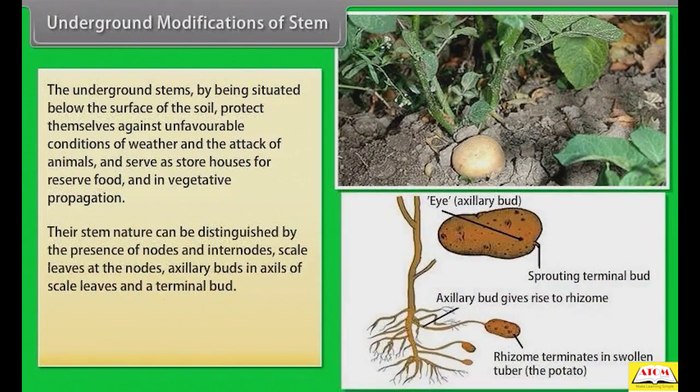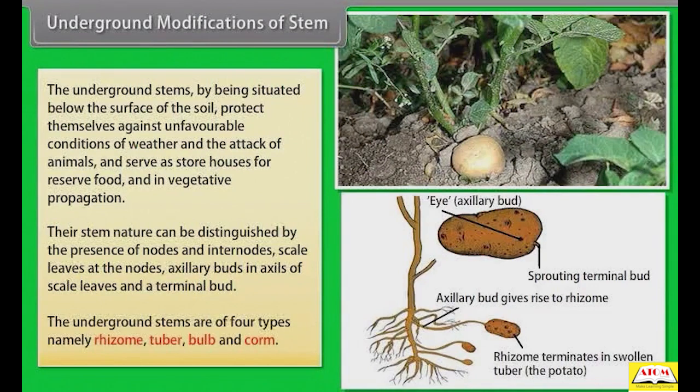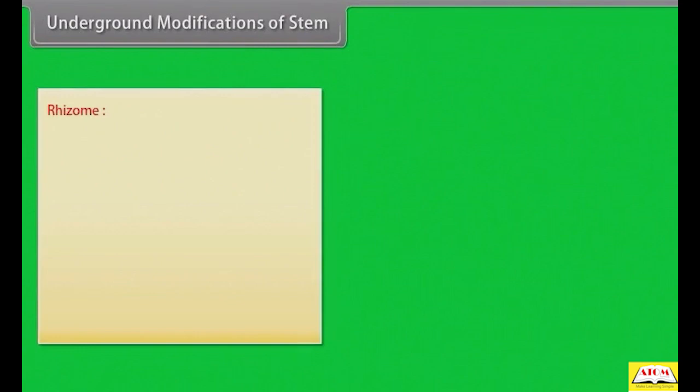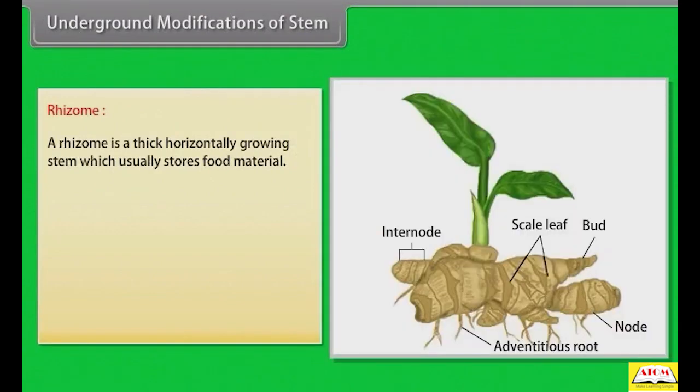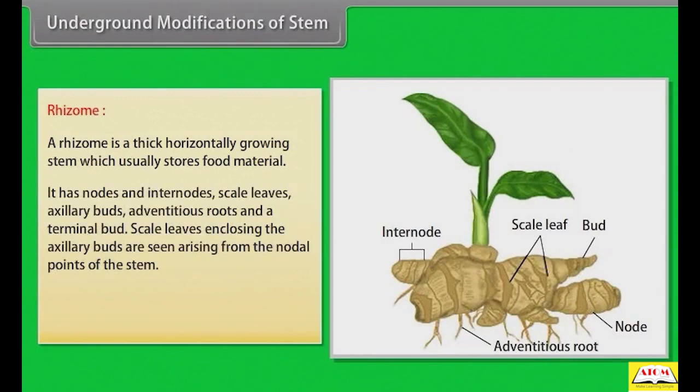Their stem nature can be distinguished by the presence of nodes and internodes, scale leaves at the nodes, axillary buds in the axils of scale leaves, and a terminal bud. The underground stems are of four types, namely rhizome, tuber, bulb, and corm. Rhizome. A rhizome is a thick horizontally growing stem which usually stores food material. It has nodes and internodes, scale leaves, axillary buds, adventitious roots, and a terminal bud.